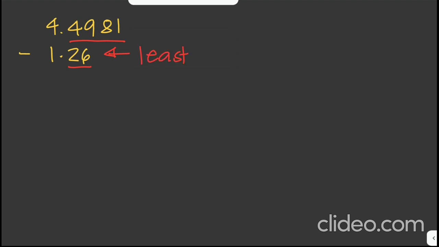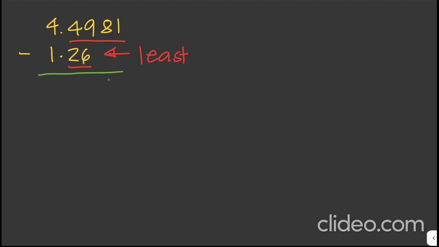What if we're given 4.4981 minus 1.26? So in this case, the first number has 4 decimal places, while the second one has 2 decimal places. So the second number has the least or the fewest number of decimal places. Therefore, we round off our answer to 2 decimal places. So let's subtract this.